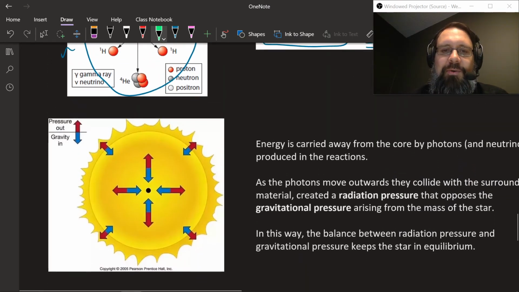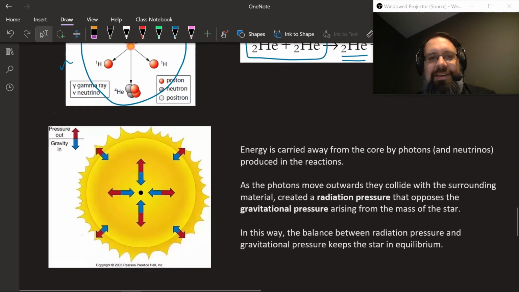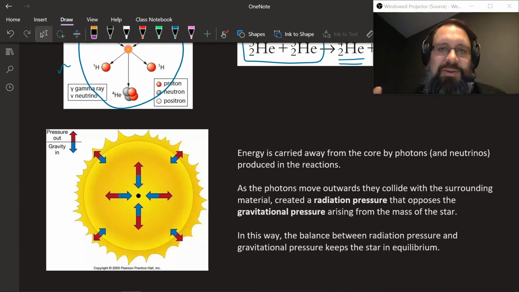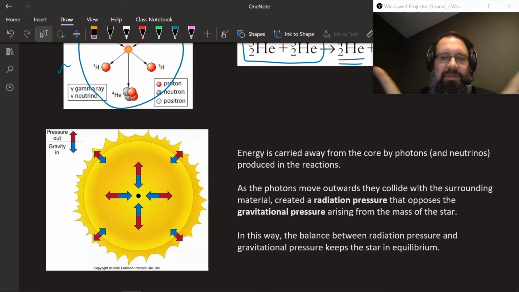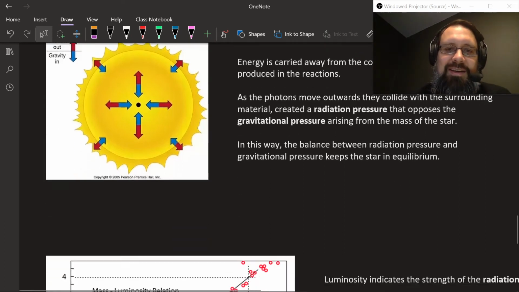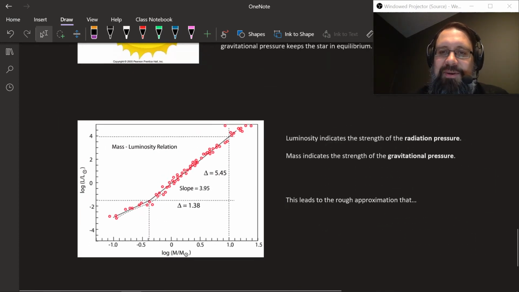Now, why doesn't the core collapse? Well, because there's also gravity. So the star has its own gravitational pressure, all the mass in the star pulling together. And so what happens is the star ends up having this equilibrium where the radiation pressure from the photons pushing out is equal to the gravitational pressure of the mass of the star pulling in. And if you think about this more deeply, this is really cool.